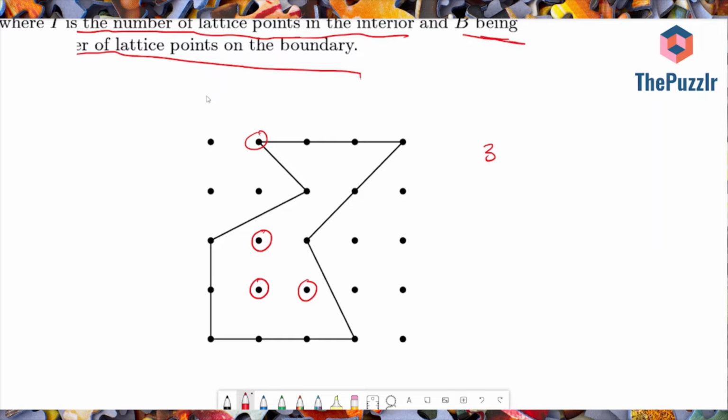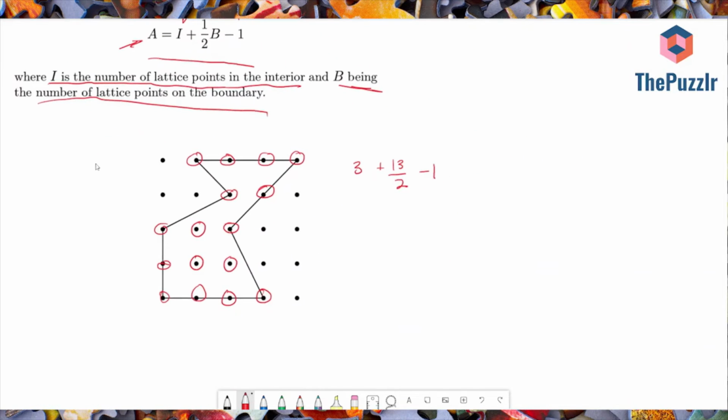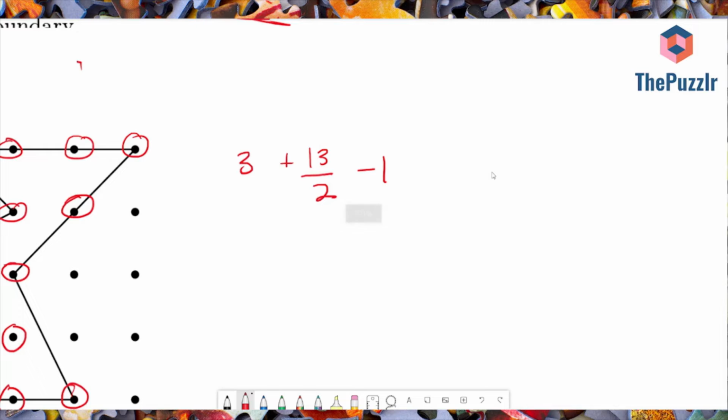Then b is the number of points that are on the boundary. 1, 2, 3, 4, 5, 6, 7, 8, 9, 10, 11, 12, 13. Just double checking my counting. Yep, 13. So 3 plus 13 divided by 2 minus 1, because we have to multiply b by 1/2. This right here would give us 2 plus 13 over 2. 13 over 2 is 6.5, so this would give us 8.5. Right? Or you can write it as 17 over 2.